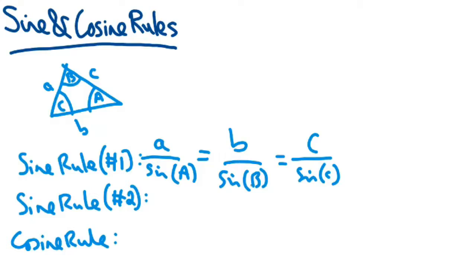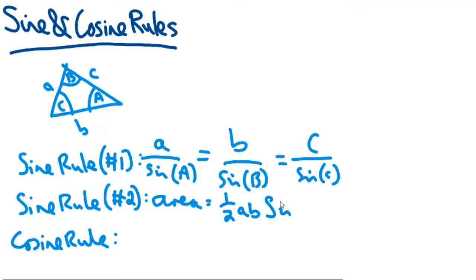Just to go through the other rules though, the second sine rule, there are two, they're both called the sine rule just because they both contain sine. This one instead is to work out the area of a triangle. So the area equals half of ab sine C. So half of two sides that meet at a point, multiplied together, times the sine of the angle that's between them. It has to be two sides that meet, and it has to be the angle between them.